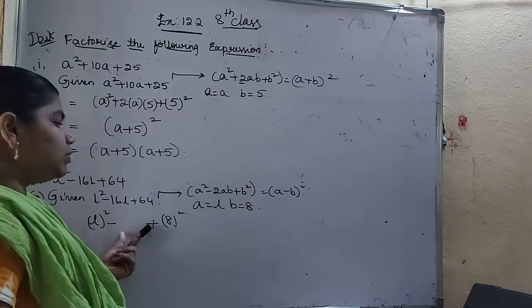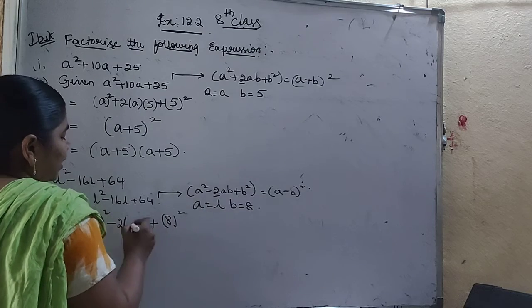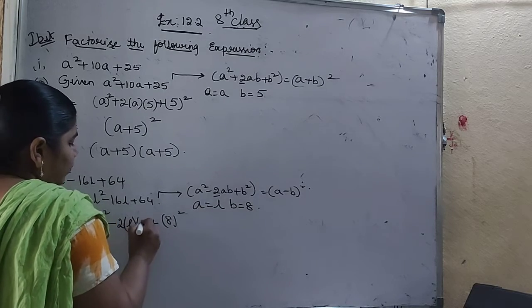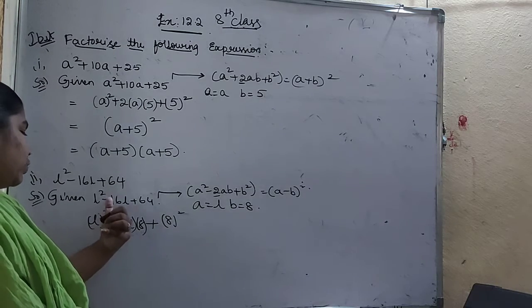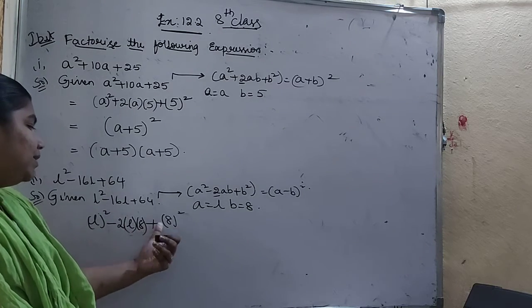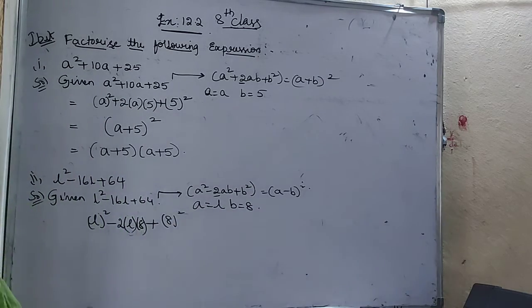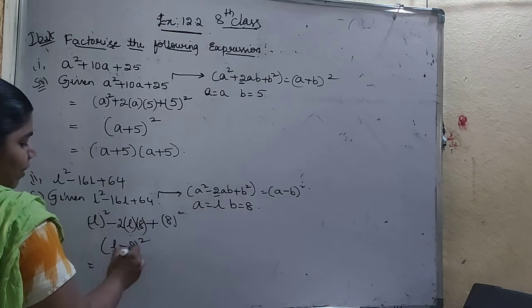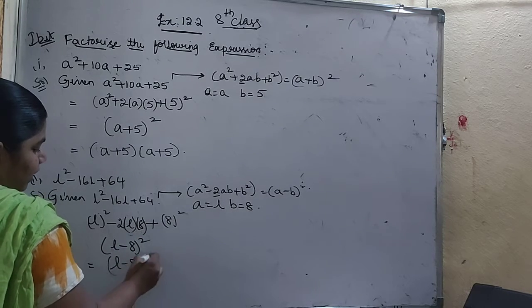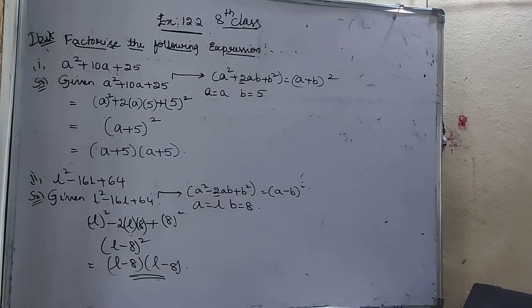Now we have to write this middle term. In this, 2 is a constant value, a value is L and b value is 8. Now it has been converted to a square minus 2ab plus b square, so we write it in the form a minus b whole square, that is L minus 8 whole square. L minus 8 whole square is nothing but L minus 8 into L minus 8. So these are the factors for the given expression. This is our second one.